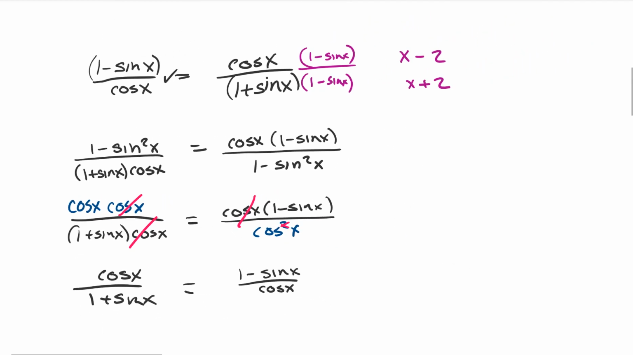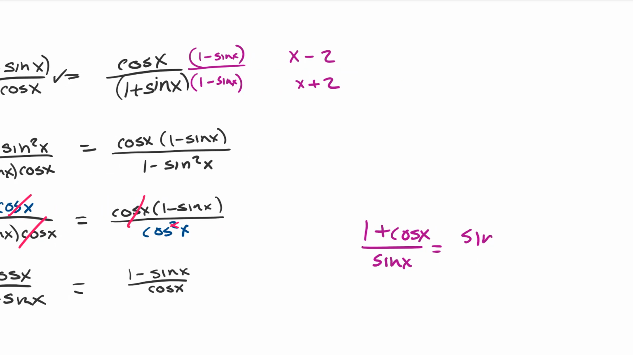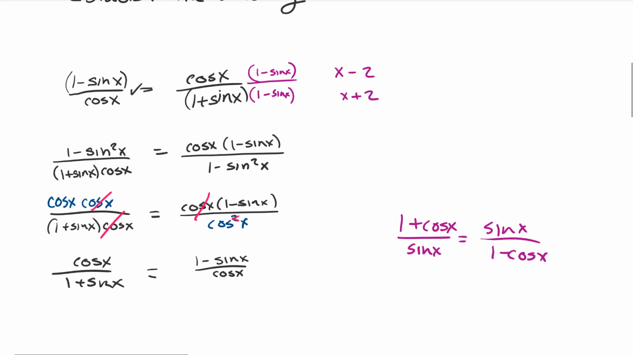Know how to play this game. And when I say there are other ways, you just make them up. Like 1 plus cosine of x over sine of x must be equal to sine of x over 1 minus cosine of x. So there's another one. Maybe practice with that one and show that the identity is true. So yeah, play the game, learn how to do it. Trust me, you will be glad you did.